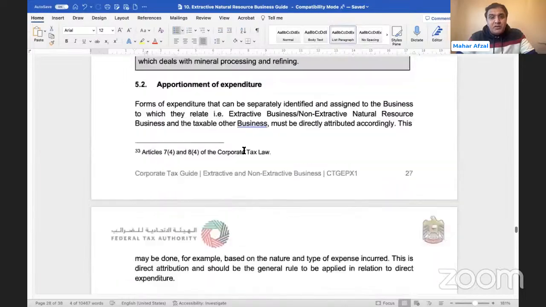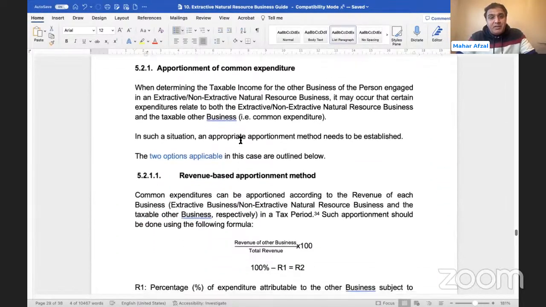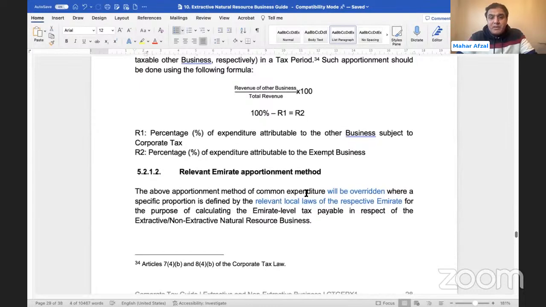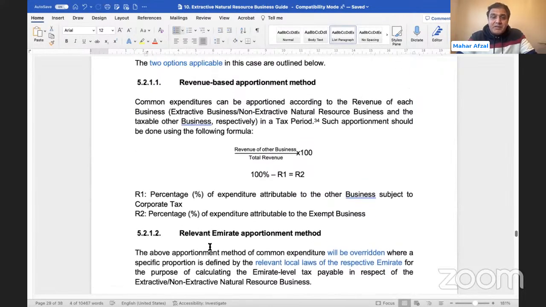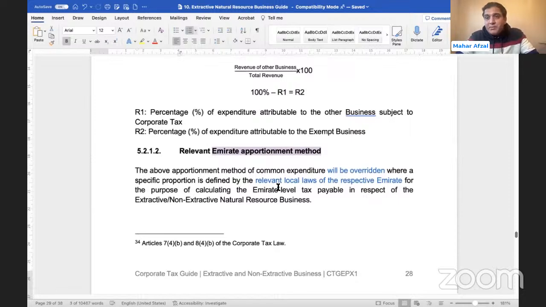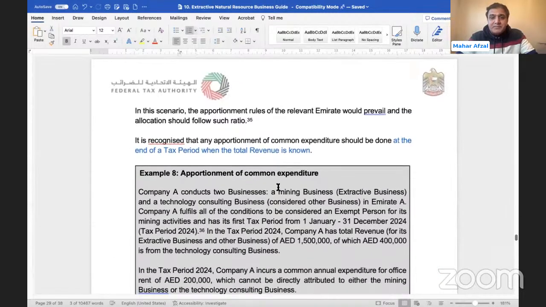Or it needs to be apportioned based upon the Emirates. These are basically the apportionment methods. They have given the revenue method. They have given the other Emirates method. They said this method will override the first method, because this is the apportionment method given by the government of the respective Emirate. So it will override your revenue apportionment method.